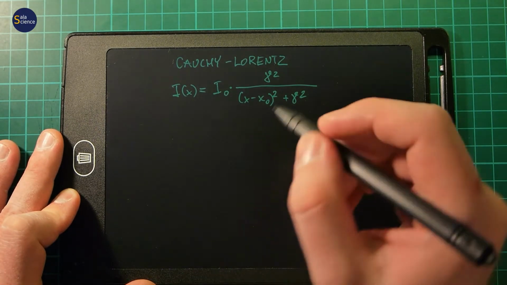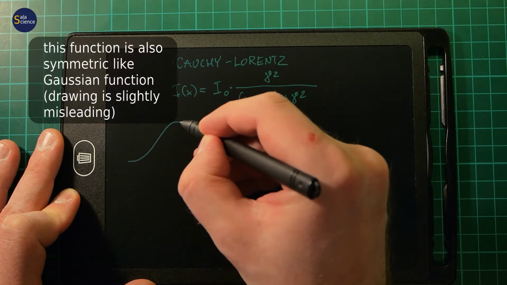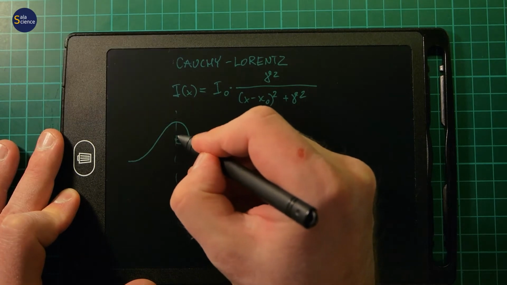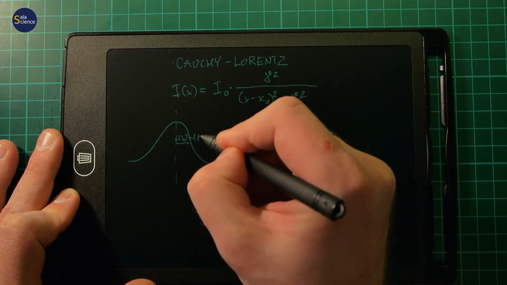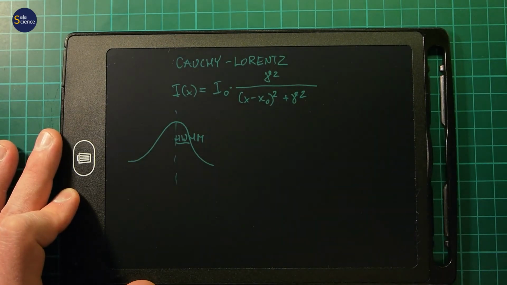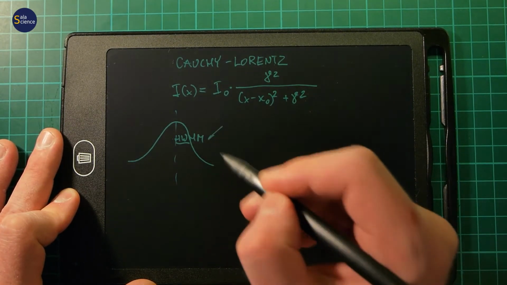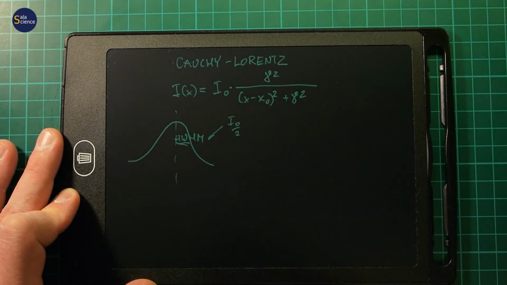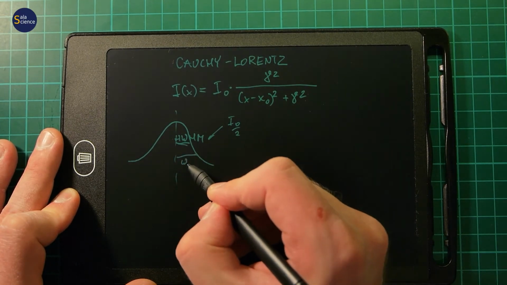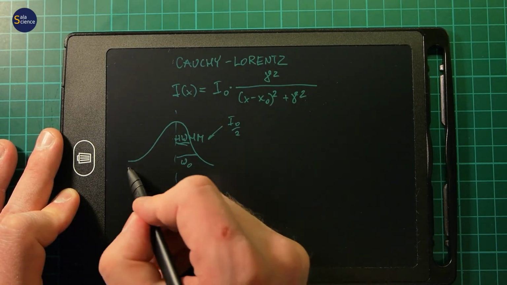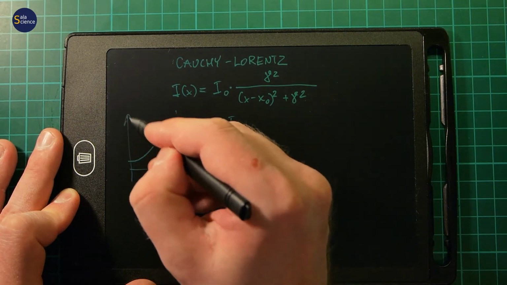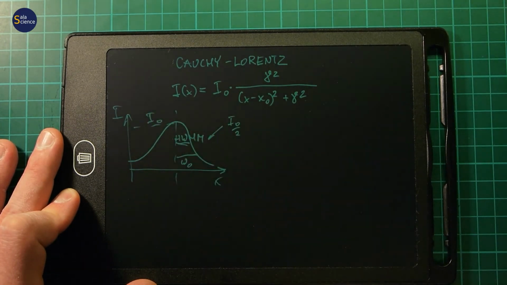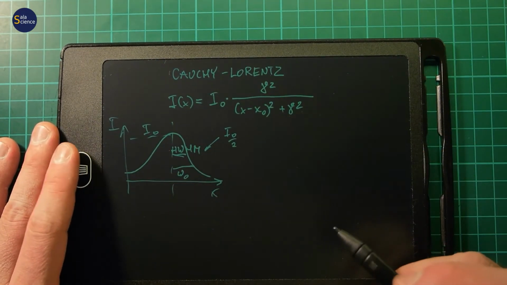Okay, so this is another bell-shaped function. And we have the half width at half maximum. So this is half of the full width at half maximum, actually. So this is the width for I naught over 2. This is the half width. And we have W naught. Here is x. And here is some intensity. Here is I naught.